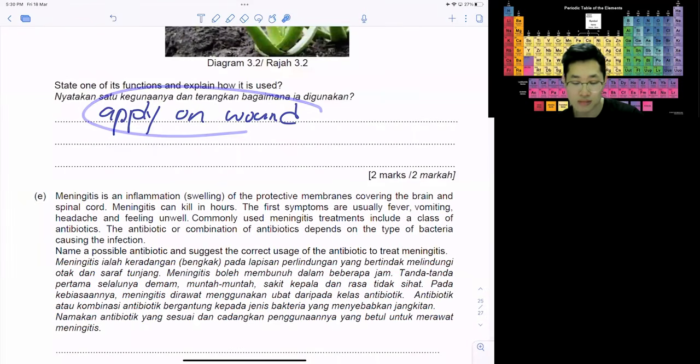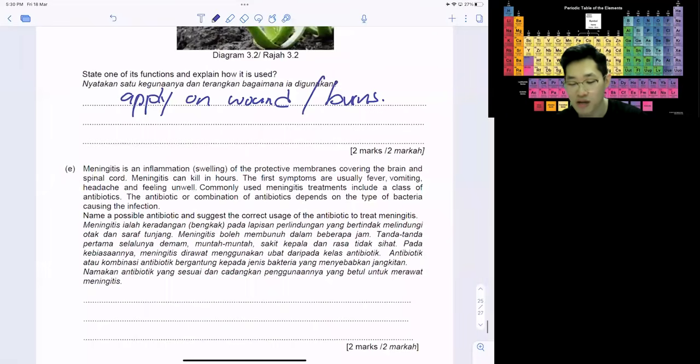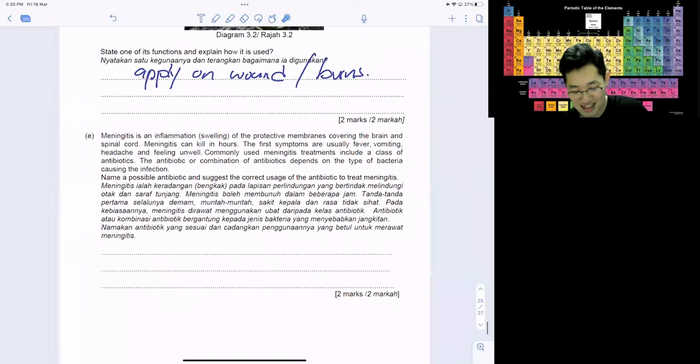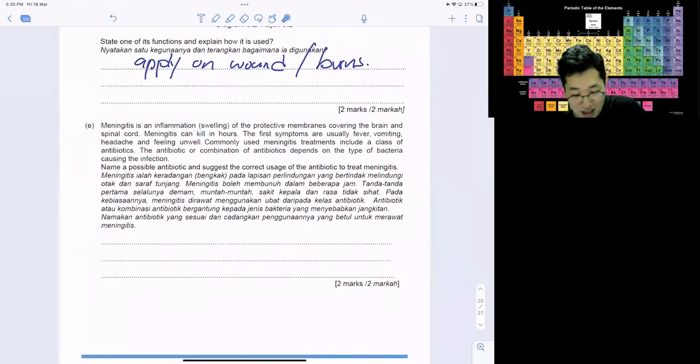Apply on wounds, burns, or skin, okay? How to use? Boil it with water and drink the water. Just kidding, wait. You rub the gel on the wound, not. That one is ginger. Inflammation.